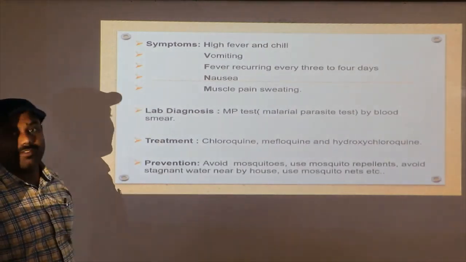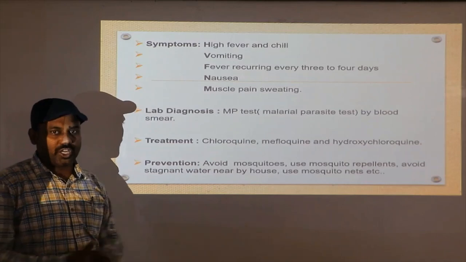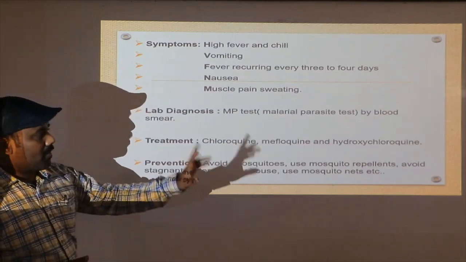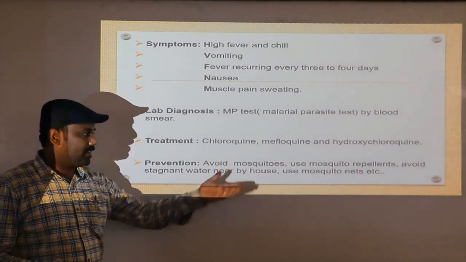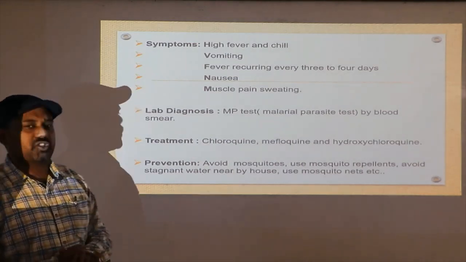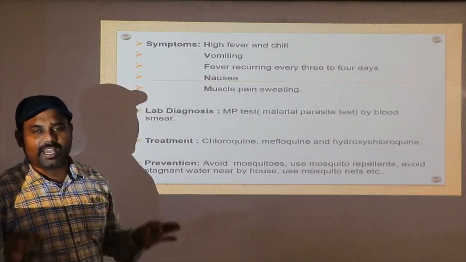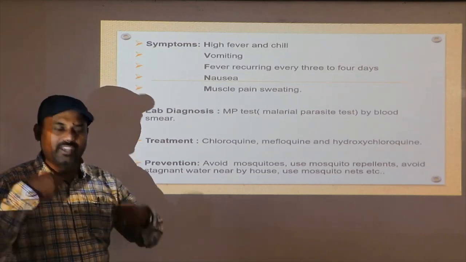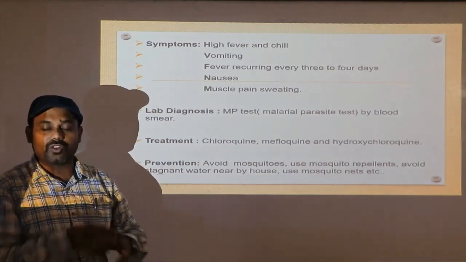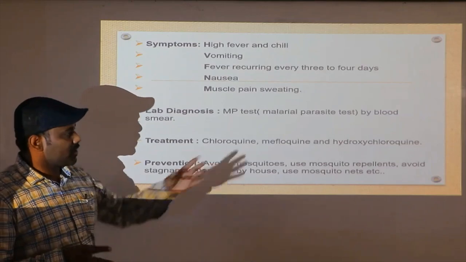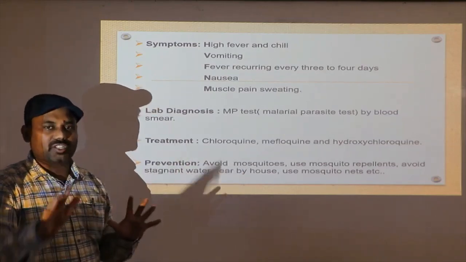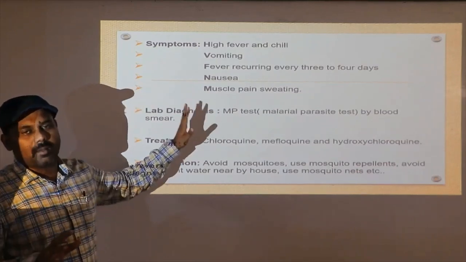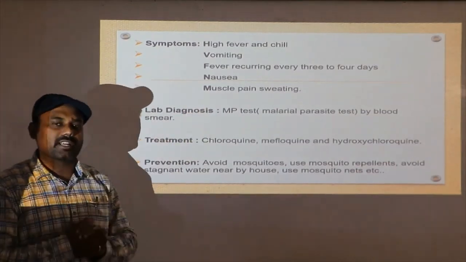And the last one is prevention, that is avoid mosquitoes, use mosquito repellents, avoid stagnant water nearby your house, use mosquito nets, whatever it may be, as much as possible. Try to wear full sleeve shirts. Clear? So mosquito repellents, whatever. See, if you are able to avoid the mosquitoes, there is no problem with malaria. Clear? I hope you understand the concept.